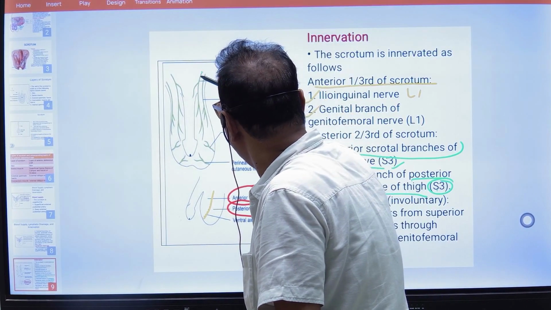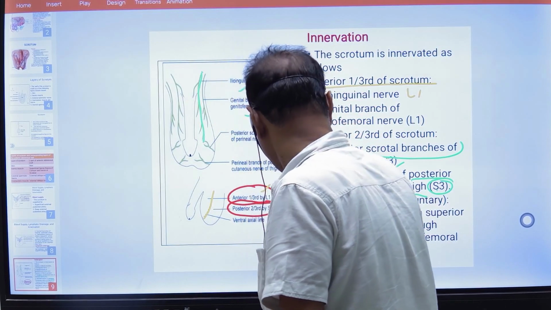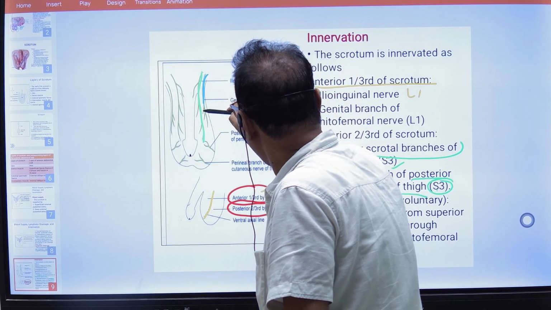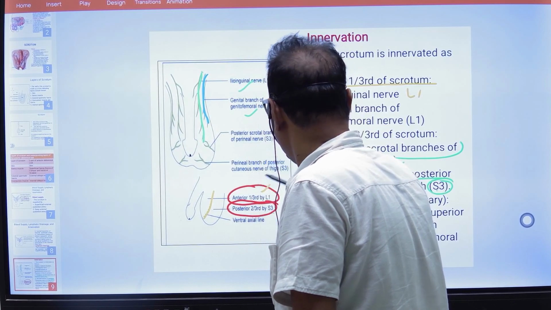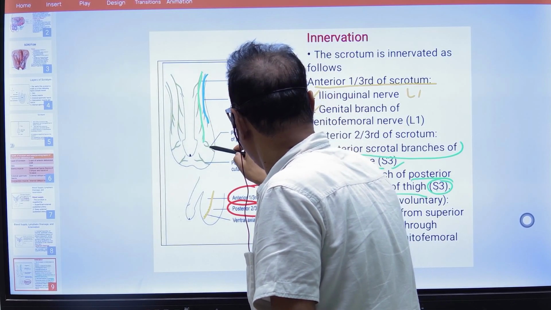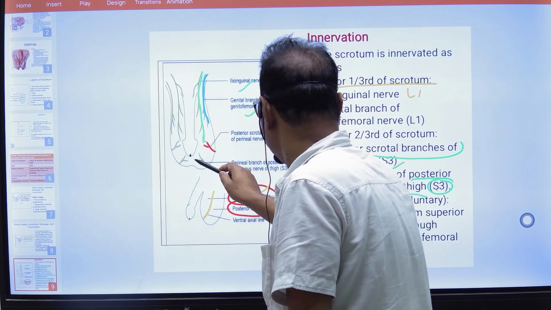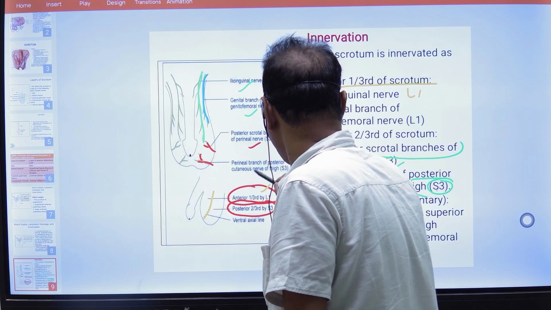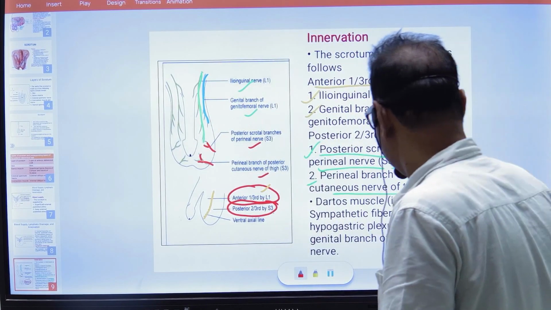This one is the ilioinguinal nerve, and this one is the genitofemoral nerve over here. This one is the posterior scrotal branch. This is the perineal branch. So the perineal nerve and the posterior cutaneous nerve of thigh take care of this part.